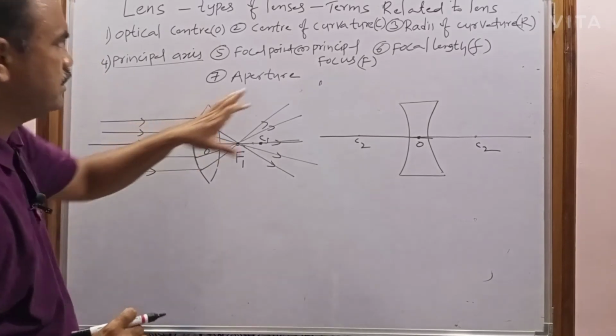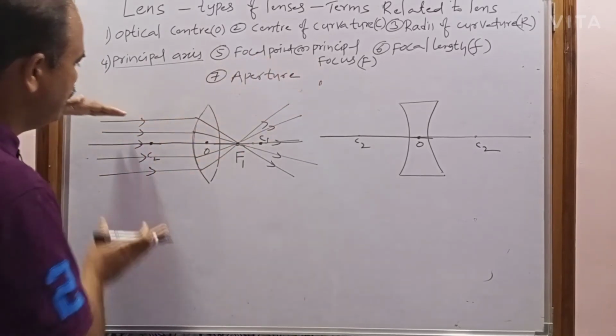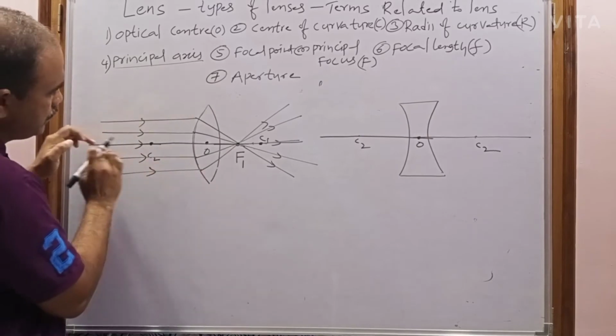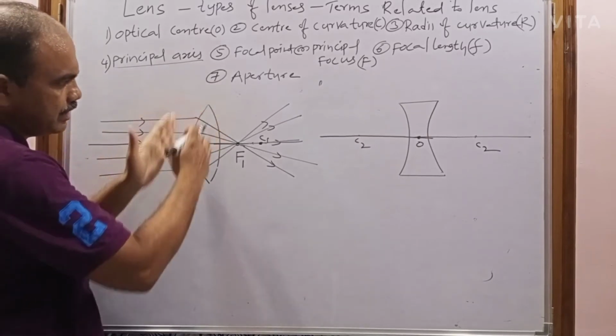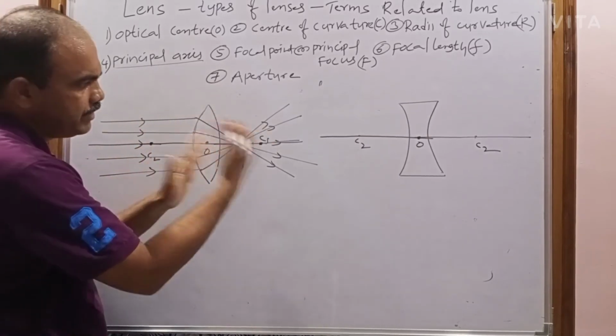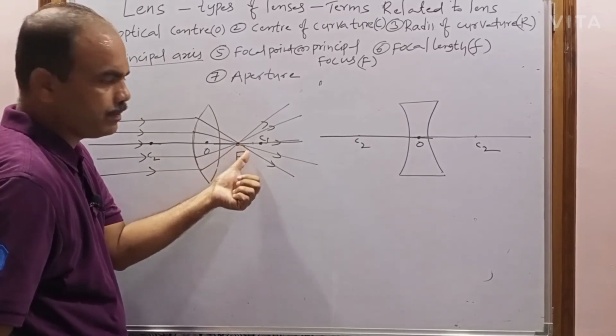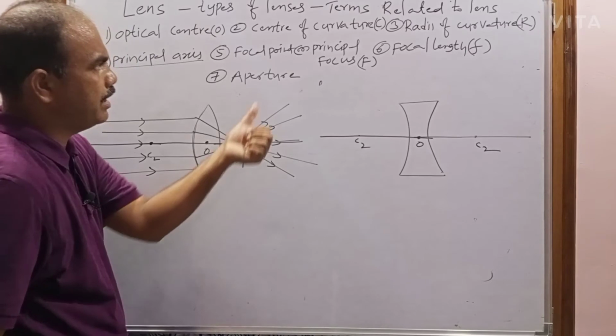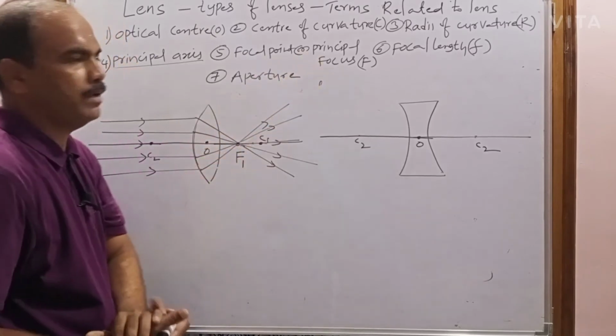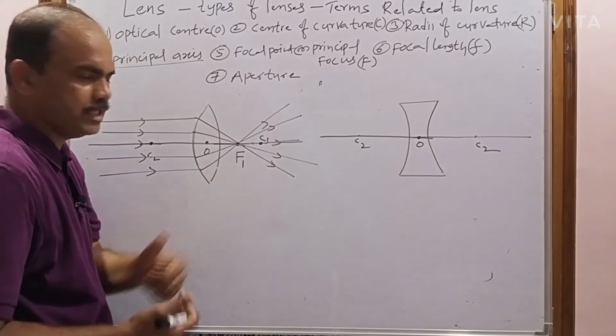So now what is the principal focus or focal point? When a parallel beam of light which is parallel to the principal axis is incident on the convex lens, after refraction all refracted rays meet at a point on the principal axis. That point can be called the focal point or principal focus. So now this is the first principal focus.